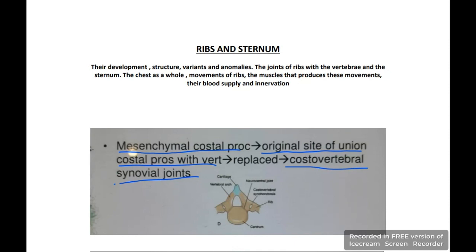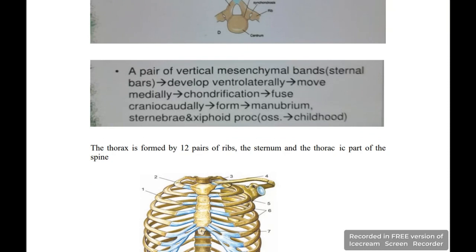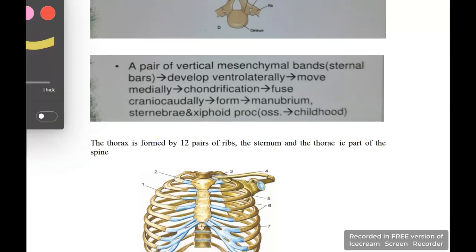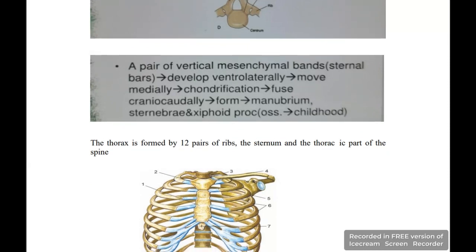Now next is the sternum. See, how does the sternum develop? A pair of vertical mesenchymal bands, also called sternal bars, which develop ventrolaterally and move medially. Then they fuse craniocaudally.